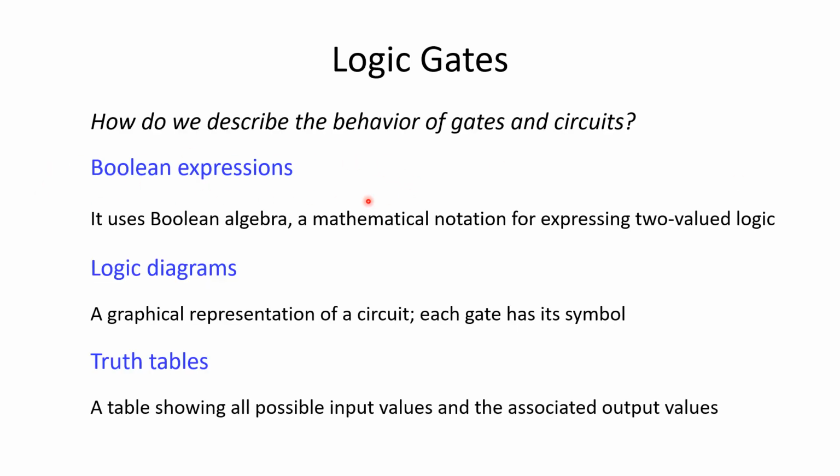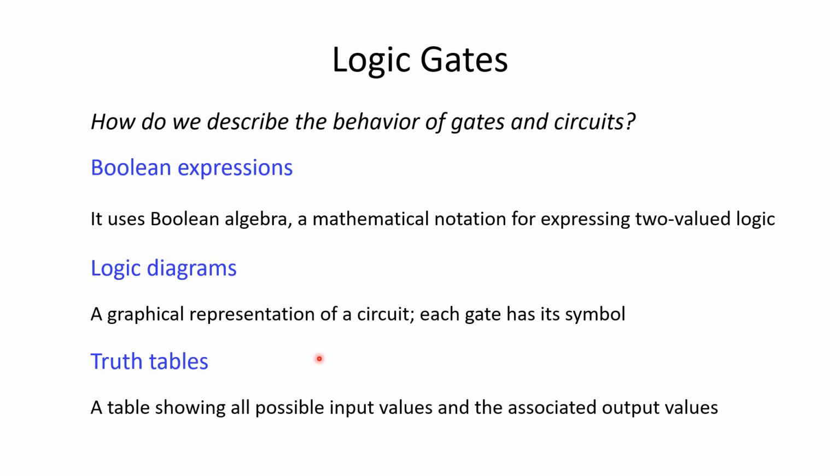A Boolean expression is a mathematical notation for expressing logic functions using binary variables and logic operations like AND, OR, and NOT. These expressions represent the relationship between input variables and the output of a logic circuit. Logic diagrams or circuit diagrams visually represent how logic gates are connected to implement a Boolean expression. Each logic gate is depicted using standardized symbols, and inputs and outputs are connected by lines.